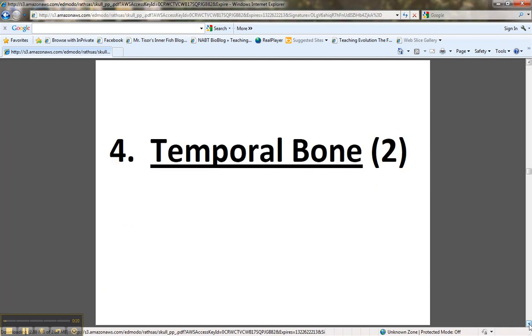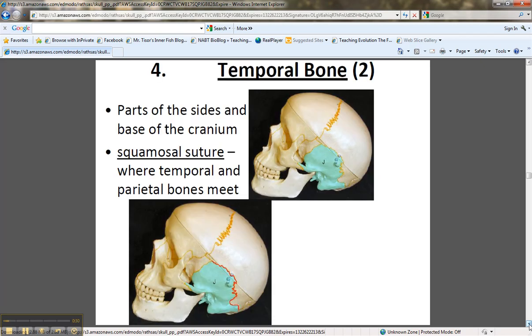First of all, the fourth cranial bone that you are going to be required to know about is the temporal bone, and there are two of them. They form the parts and the sides of the cranium, and you need to note that there is a suture between the temporal bone and the parietal bone, pronounced the squamosal suture. You can see it in orange in the lower picture.